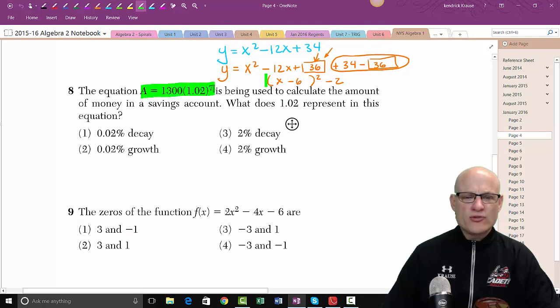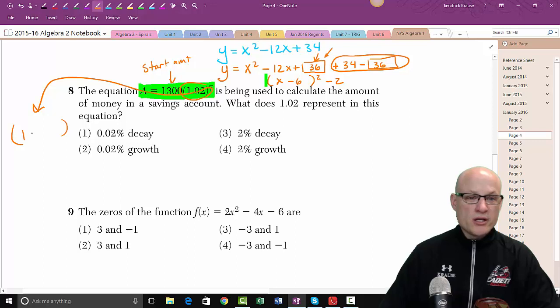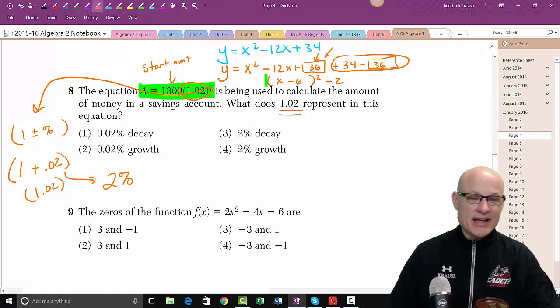All right. So here's our equation. Now, as soon as you see this equation, you should already have a good idea what's going on. You should have discussed this enough. This is your starting amount. In here, this should have been 1 plus or minus some percentage. And so the question is, what does the 1.02 stand for? So 1 is always there, plus, and we had to add 0.02 to that 1 in order to get 1.02. So the 0.02 represents 2%. And because it's adding, it's 2% growth. All right, and so there's the answer.